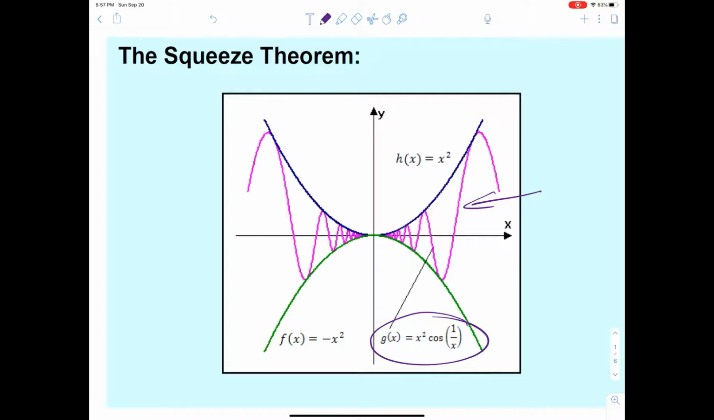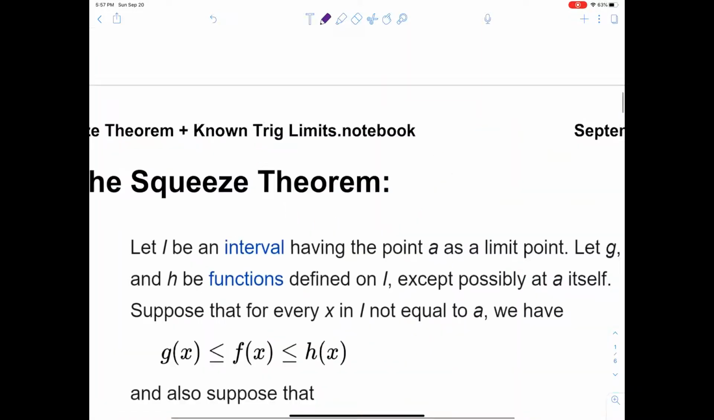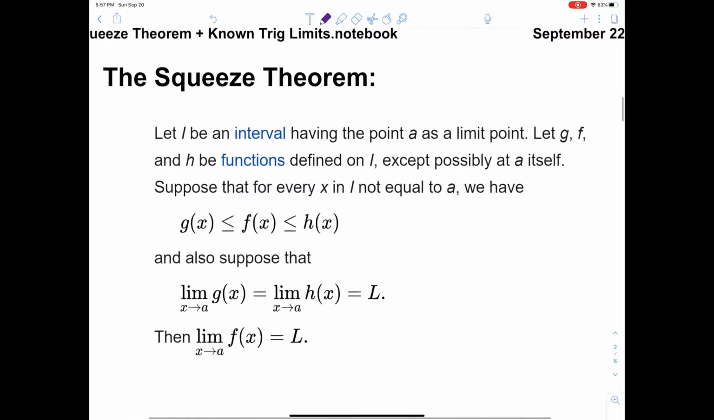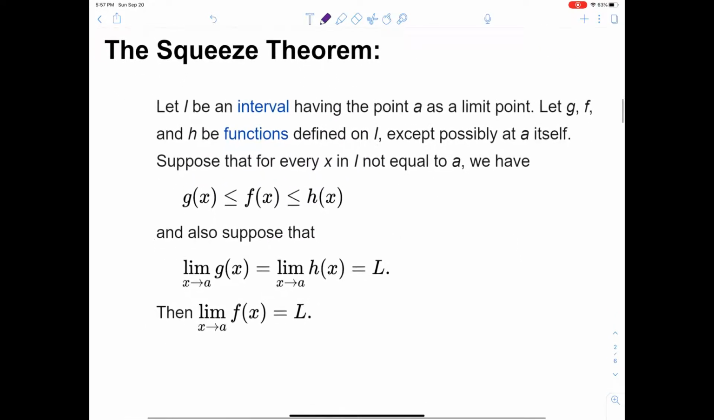So in this case, this more complicated trig function was sandwiched between two parabolas. And by doing that, it forces the unknown function into an infinitesimally small point. And we can therefore assume that the limit is the same as the limit of the parabolas. So here it is written out in words, and it's in your book. I don't think you need to write it down.